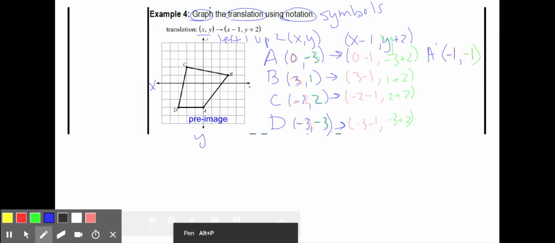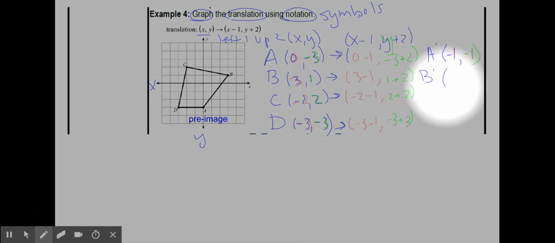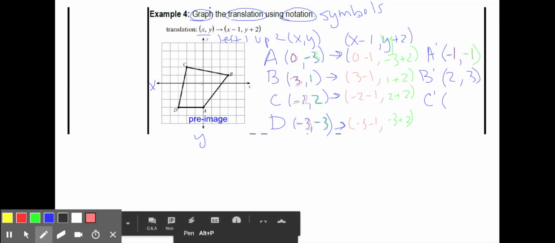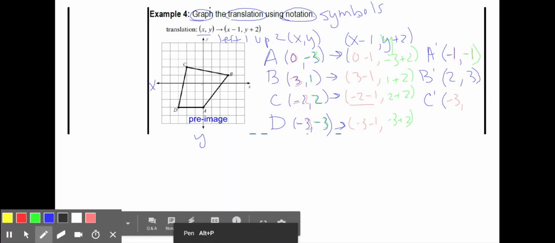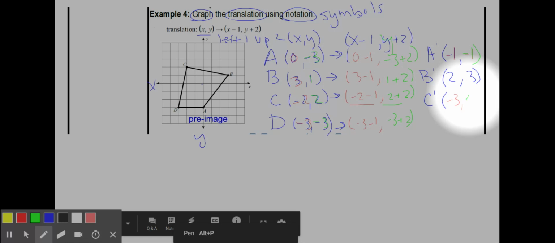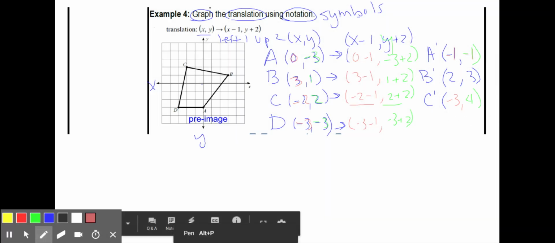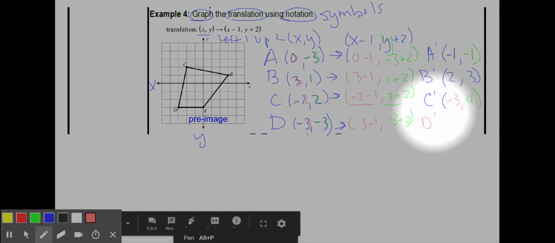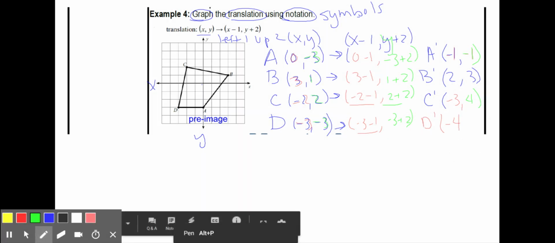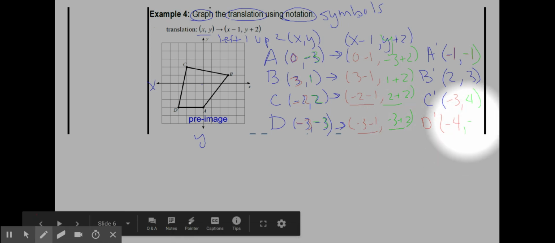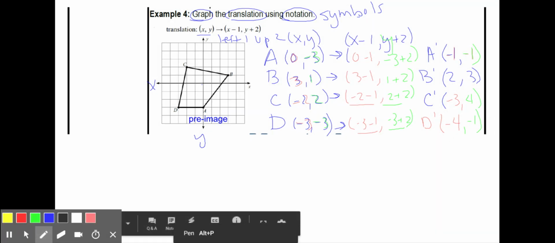I find my other points. B moved once, it's going to be 3 minus 1 is 2, 1 plus 2 is 3. C prime is going to be -2 minus 1, so it's -3, and 2 plus 2 is 4. D prime is going to be -3 minus 1 is -4, and -3 plus 2 is -1, and now we can plot those.